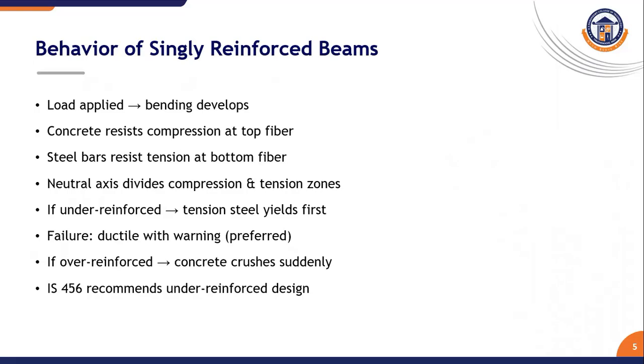Behavior of singly reinforced beam. When loads act, the top fiber is in compression and the bottom fiber stretches. Concrete resists the compression, steel resists the tension, and the neutral axis separates the two. In an under-reinforced section, steel yields first, giving ductile failure with warning. An over-reinforced section fails suddenly, which is unsafe. Hence, IS 456 recommends under-reinforced design. The strength depends on span, depth, and reinforcement provided.